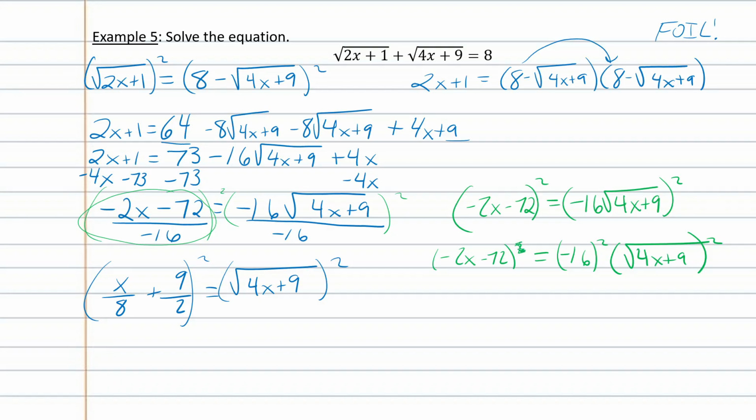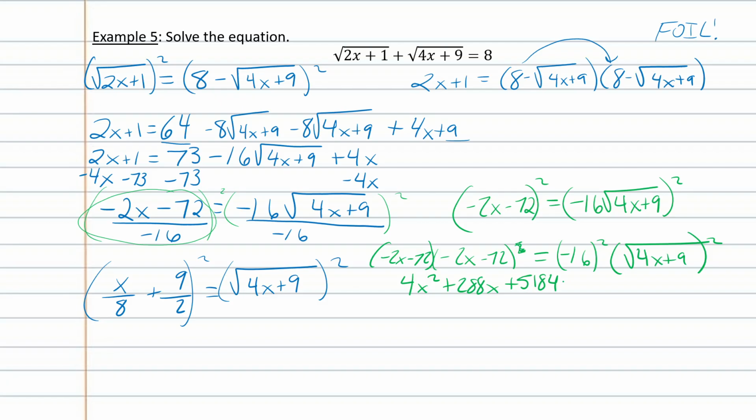So I'm just going to go ahead and write it out like this so it's easier to FOIL. Negative 2x times negative 2x is going to be positive 4x squared, negative 2x, and negative 72. That's going to be 72 times 2, which is 144. You're going to have 2 of those for the middle term, so it's going to be positive 288x. And then negative 72 times negative 72 is going to wind up giving you 5,184.